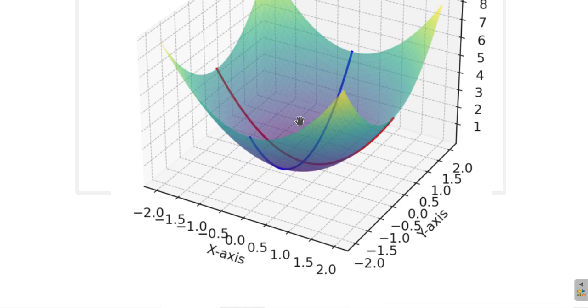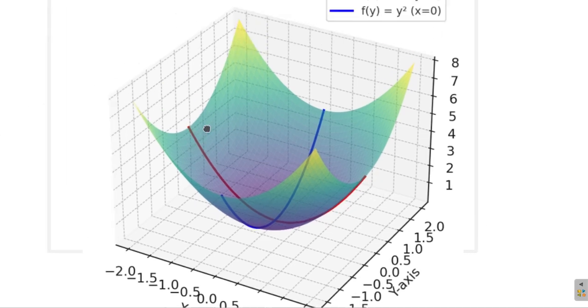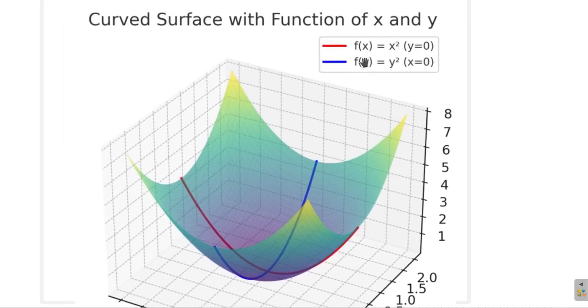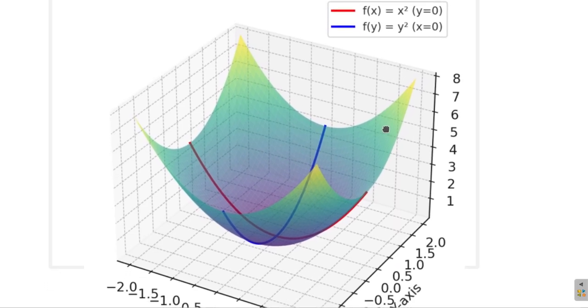So now we have this curved surface, and here the blue curve, this blue line, is a change in the y-axis. The red line is a change in the x-axis. So the blue is for f of y, the red is for f of x.